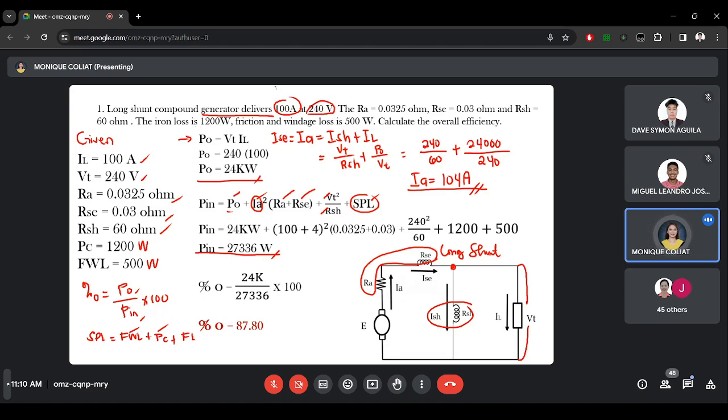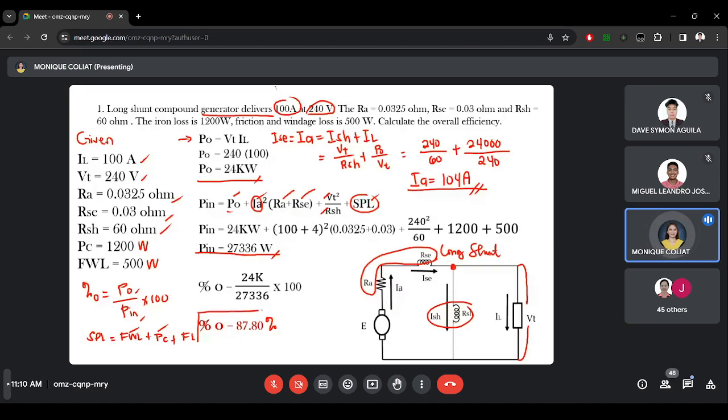Okay, do you have any question? Okay, so if none, let's move to number 2. Okay, so this is number 2. The previous one was a long shunt generator. This one is a shunt generator.